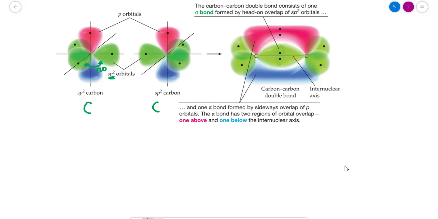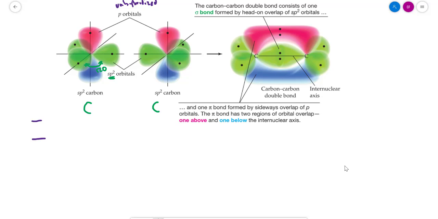And then you've got that unhybridized p orbital that's sticking up and down in the plane, and the red and blue denote the two phases of that orbital. It's the same orbital, but the phases have to be the same to overlap.